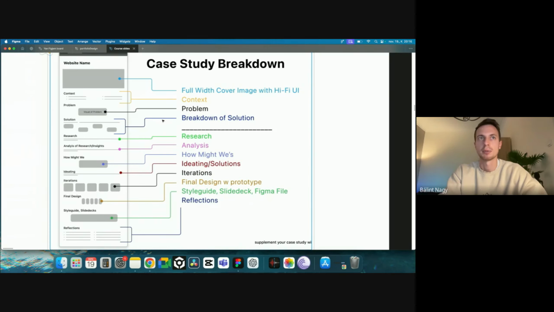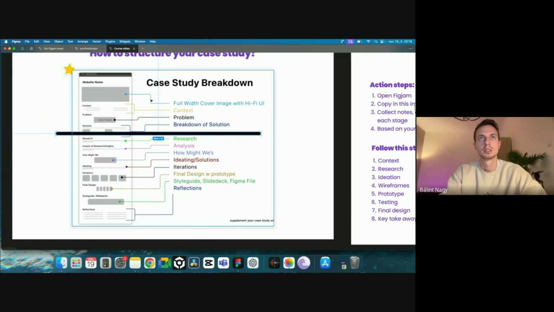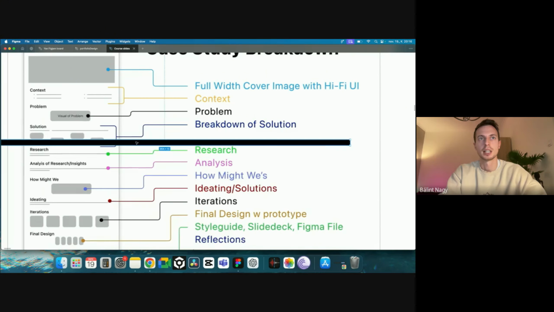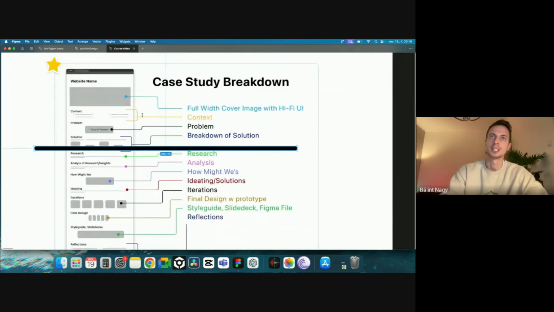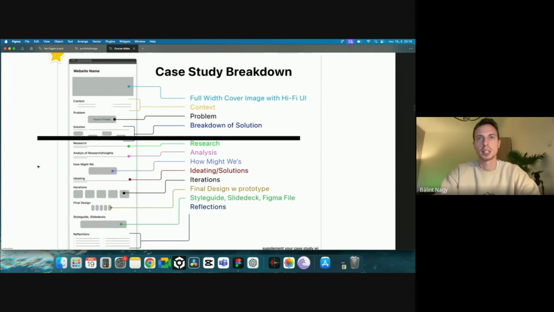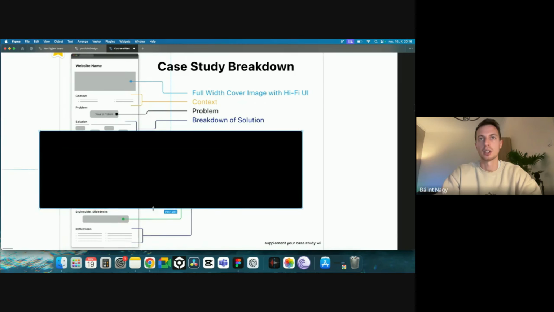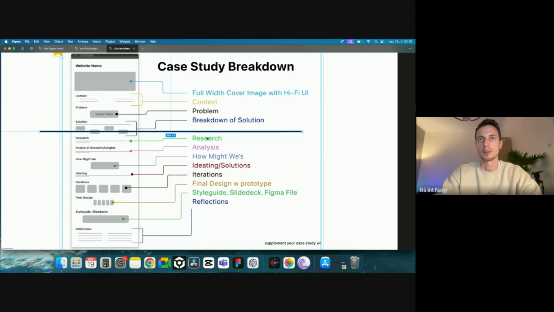So what you have to see is that this first part until this line is basically just a teaser: here is the design, here is the problem, here is how I solve it. It's like a quick glance of the solution. But the rest of the case study is going to be basically the same thing which we had before, but now we are going to detail it a lot.